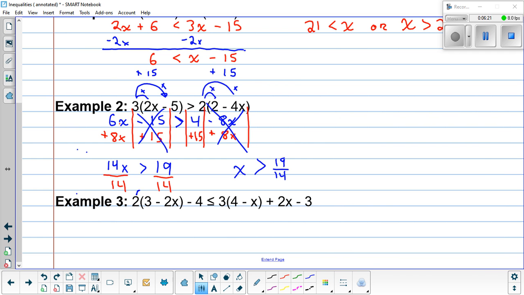So here, getting rid of our brackets, we have 2 times 3 is 6. Then looking at our next term here, 2 times negative 2 is negative 4. And this x, don't forget that. And then we're stuck with this negative 4 over here. Then less than or equal. 3 times 4 is 12. 3 times negative x is negative 3x. Then we have add 2x. And then we have to take away 3.